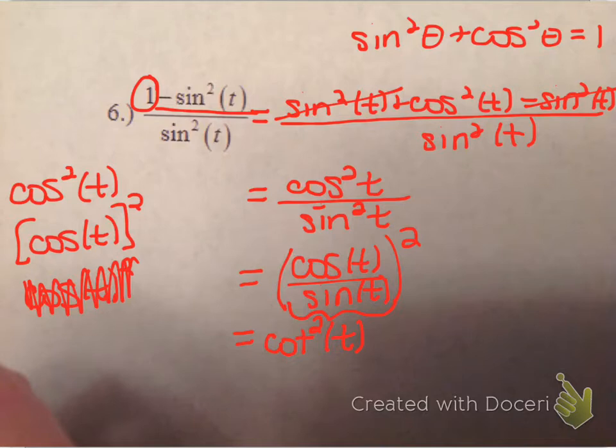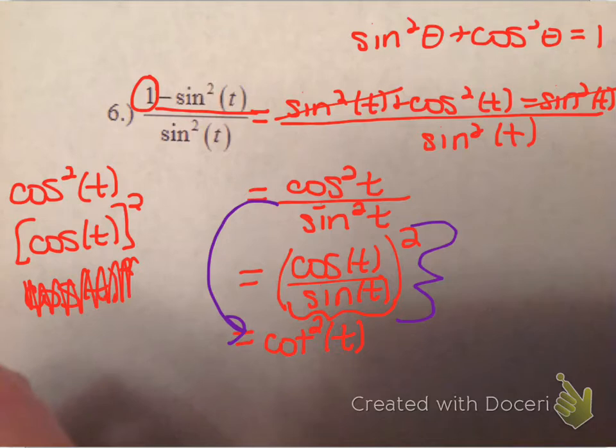Now I will tell you that, like I said, this step right here is not one that we typically require that you show. So if you understand that cosine over sine is cotangent, so cosine squared over sine squared is cotangent squared, you can go straight from here to there and be done. And once again, what you've created is a single trig function, cotangent, and it's being squared, and there are no fractions in the trig expression.